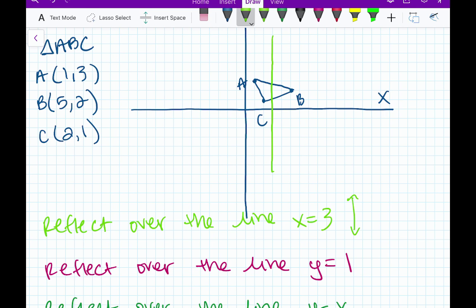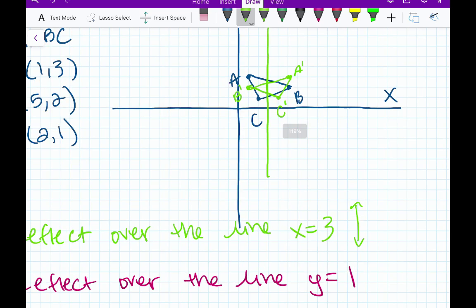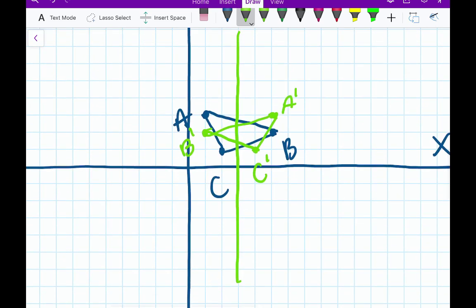Well, it's going to be perpendicular to the green line, and it's going to be the same distance away from the green line as the original point A is. So A prime will be right here. B prime is going to be right here. And C prime will be right here. So that is what the reflection would look like.